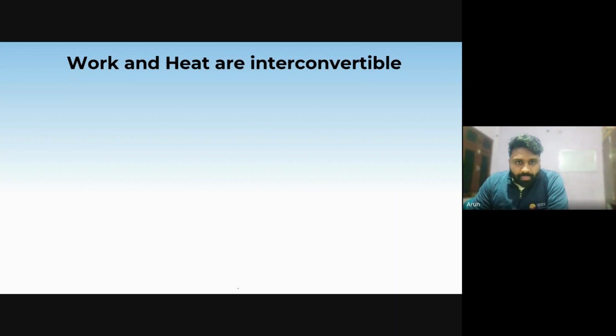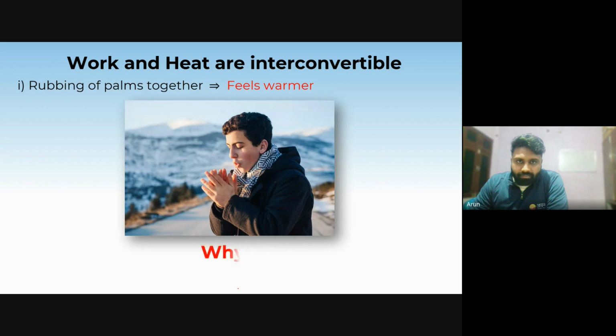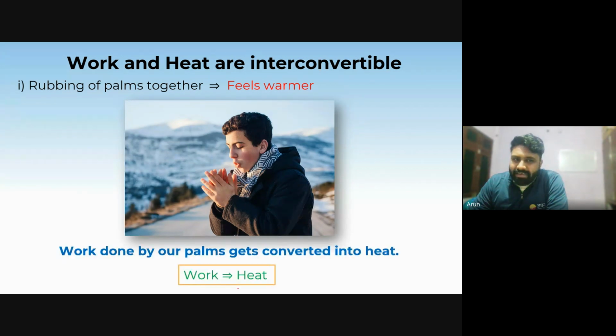Now, the basic example is the rubbing of palms together. Why is this happening? Because work done by our palms gets converted into heat.